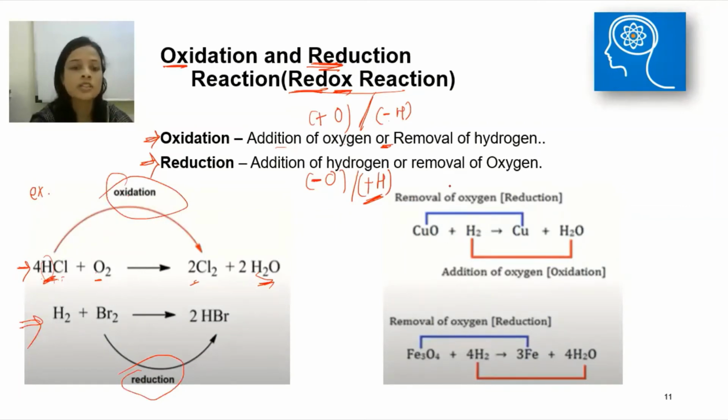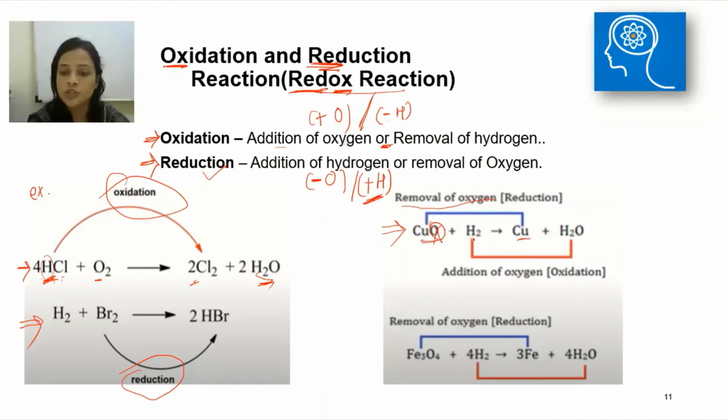Now, in case of oxygen, how to define oxidation and how to define the reduction reaction? We'll see the next example. What happened here? Here, this CuO gets converted into Cu. Means what happened here? Removal of this oxygen. Removal of oxygen means minus O. And removal of oxygen is nothing but the reduction reaction. So this one is the reduction part.